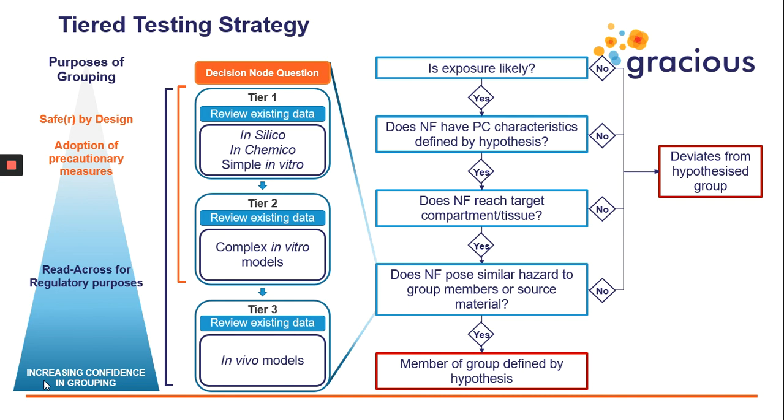Therefore, the extent to which testing approaches are needed is defined by the end purpose under consideration and the level of scientific confidence needed to justify the grouping decision. The tiered testing strategy of the GRACIOUS IATA allows for this flexibility.